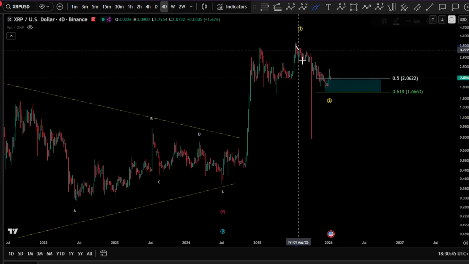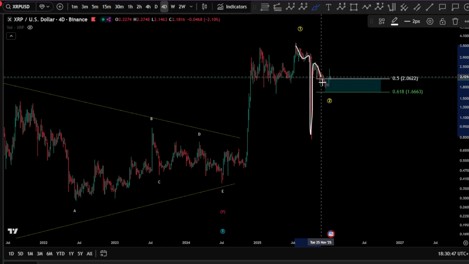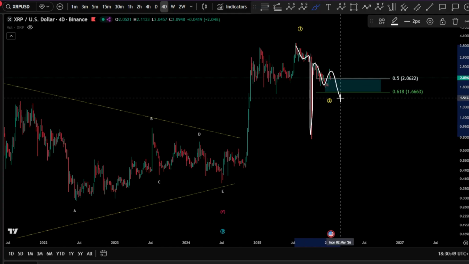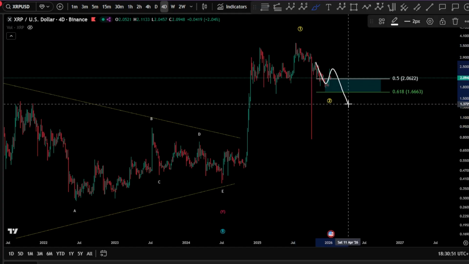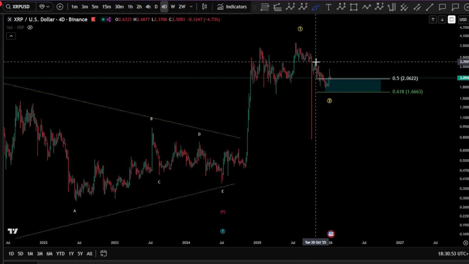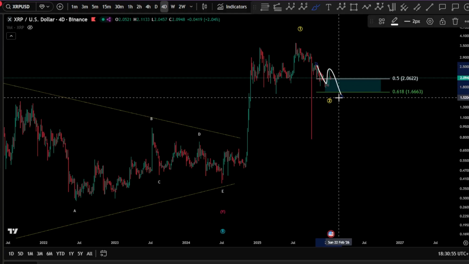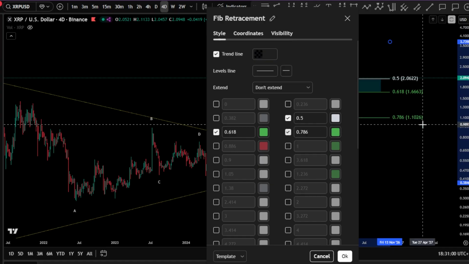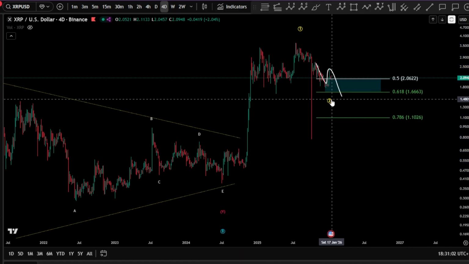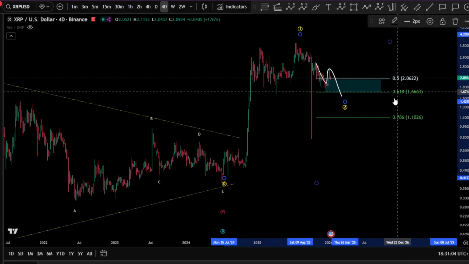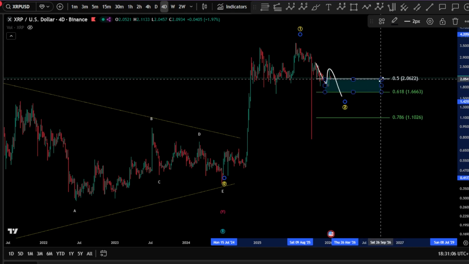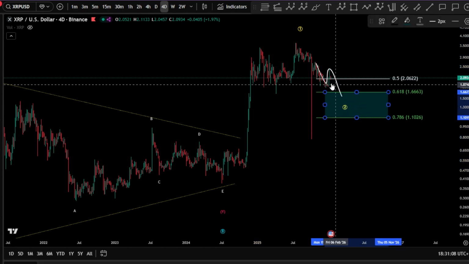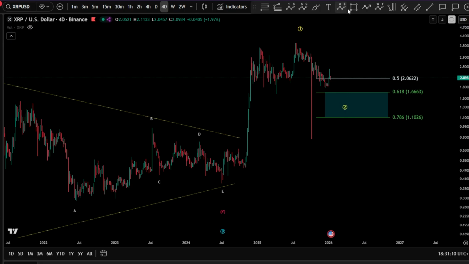So if we are even in W, X, and a wave Y, I'm still looking for the wave Y to be in 3 waves at least, and it can still be kind of like an ABC. So the possibilities are still there. Don't forget that you can still dive a little bit deeper for wave 2 to reach the blue box exactly here, which is the perfect fib level for wave 2.